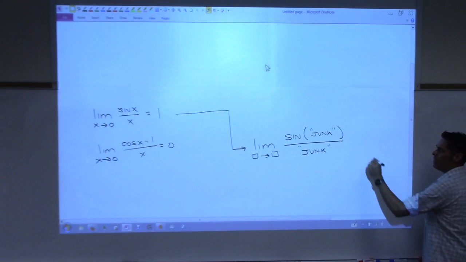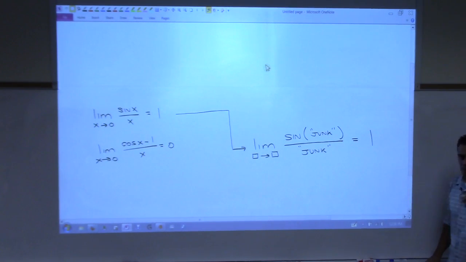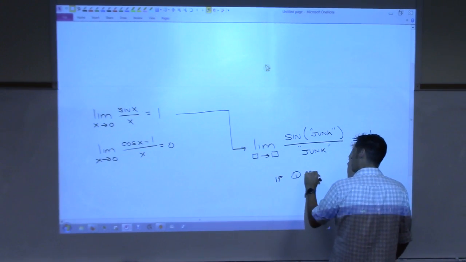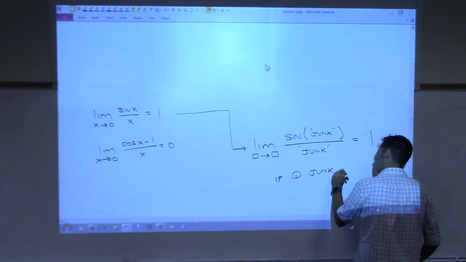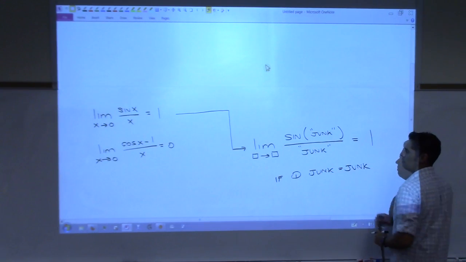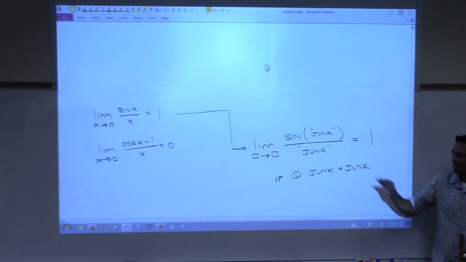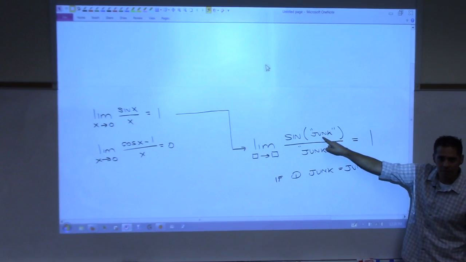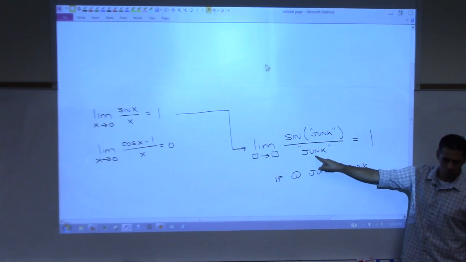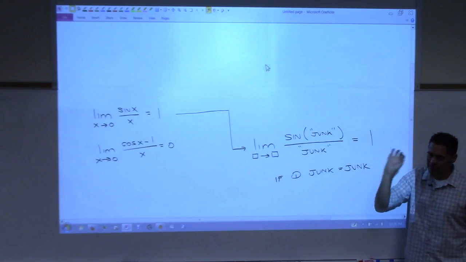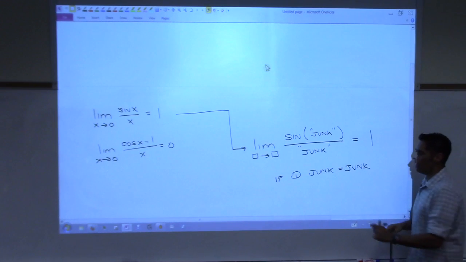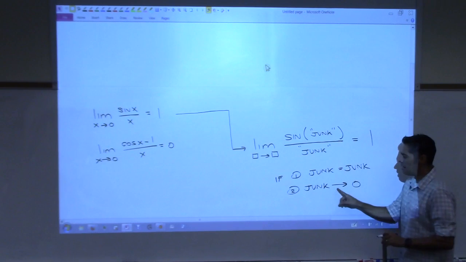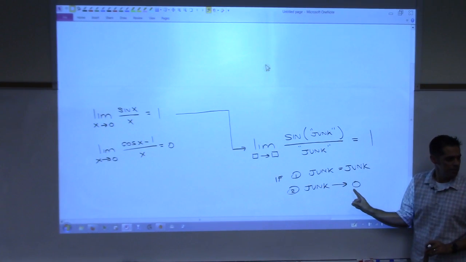Then the answer to this limit will be 1 as long as these two things are true. If one junk equals the other junk. What do I mean? These two junks are the same, okay? These have to be identical for this to work. So if you have 2x right here and you have 5x right here, this doesn't work. They have to be perfect, exact, identical copies of each other. And the second thing is that junk must be going to 0. This arrow is meaning like in a limit, this junk is going to 0.